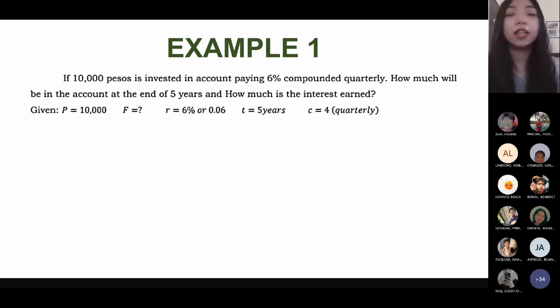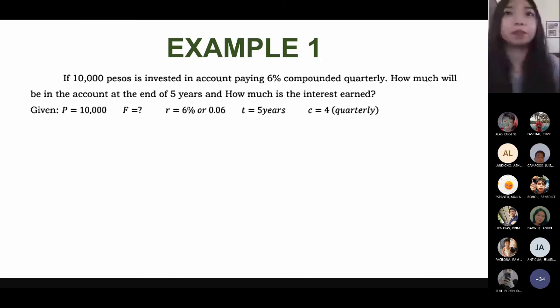Ayan. And then after that, yung required natin. So, ang unang tinanong is, how much will be in the account at the end of 5 years? Ibig sabihin, this is our future value or maturity value. So, yun yung unang hinahanap natin. And then, second, how much is the interest earned? So, kailangan natin hanapin yung compounding interest at the end of 5 years.